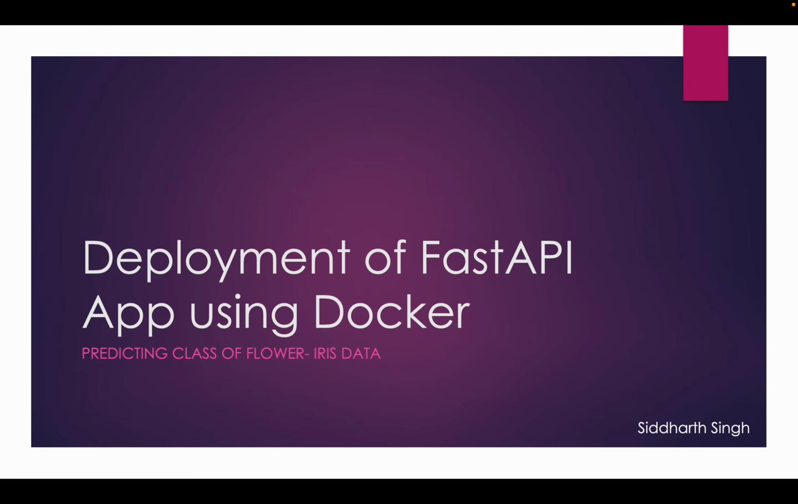So today we will be doing a deployment of a FastAPI app using Docker, and it's important for data scientists because it won't be a simple app. We will be trying to predict the class of a flower on iris data. Then we will create a model and deploy this model, and then we'll try to make some predictions.